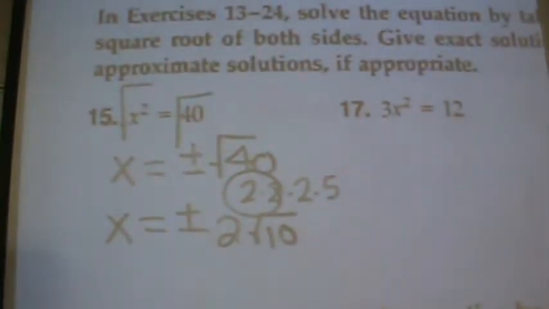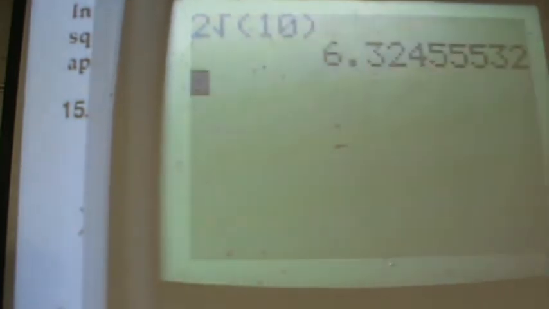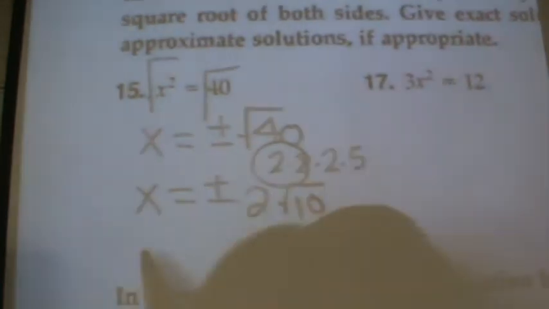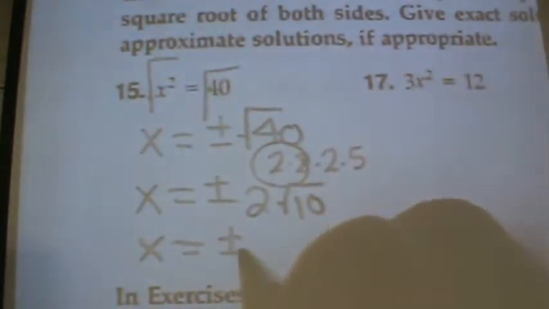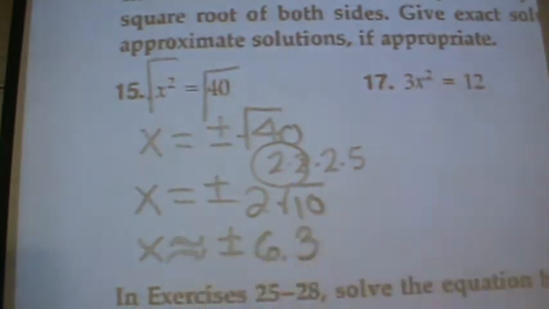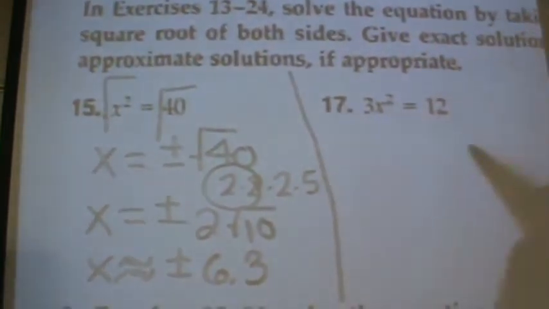What is 2 root 10 as an estimated answer? 2 times the square root of 10 is about 6.3. So it's plus or minus 6.3. And we should use the squiggly approximately sign. Okay, what about 17? What are you first gonna do with that 3?